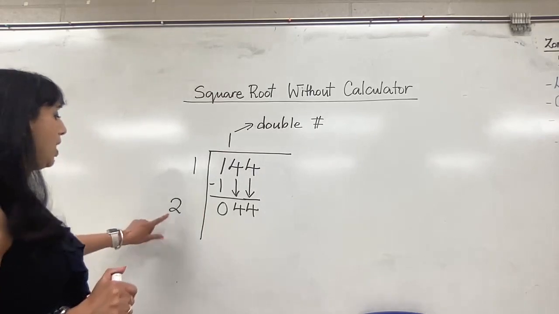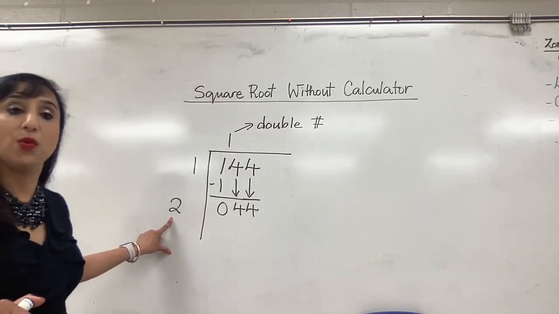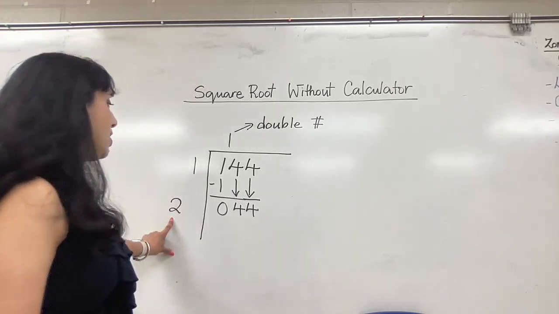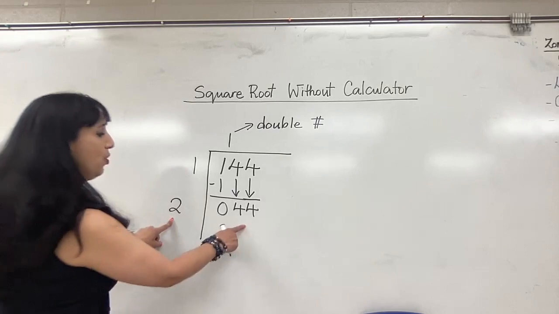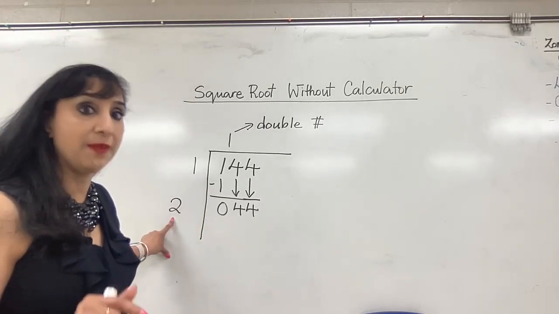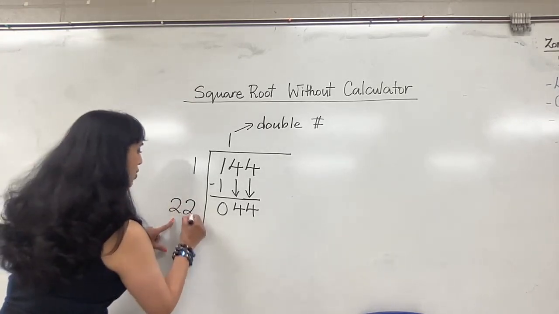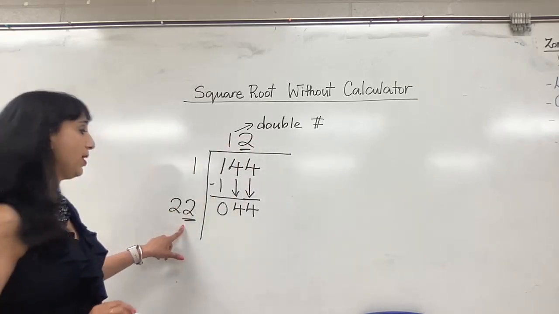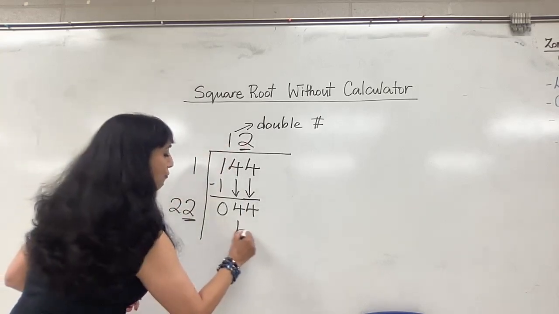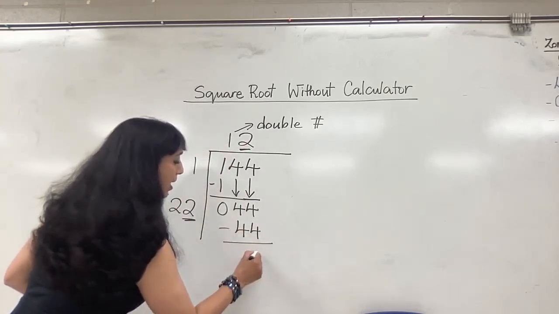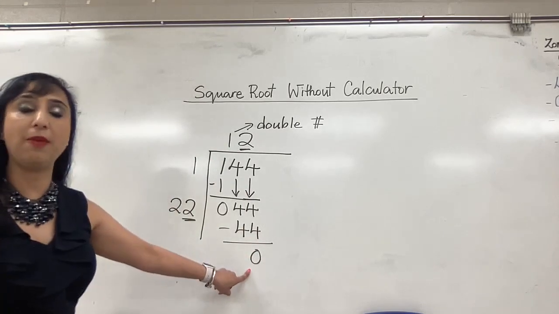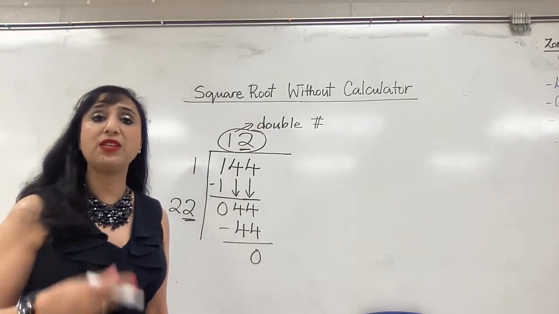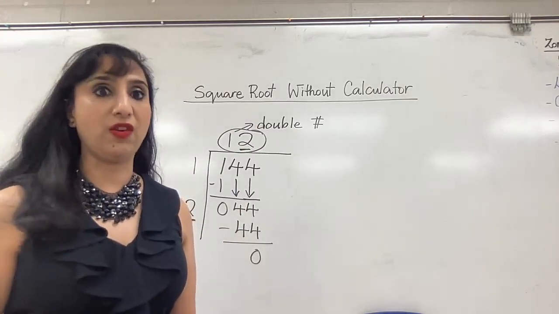I know that 20 times 0 is 0, and 21 times 1 is 21. That's not going to work. So then I have 22, and I put 2 here, as you can see. 22 times 2 gives me 44, and so I have my 0 remainder. So here is my answer, because 12 times 12 gives me 144.